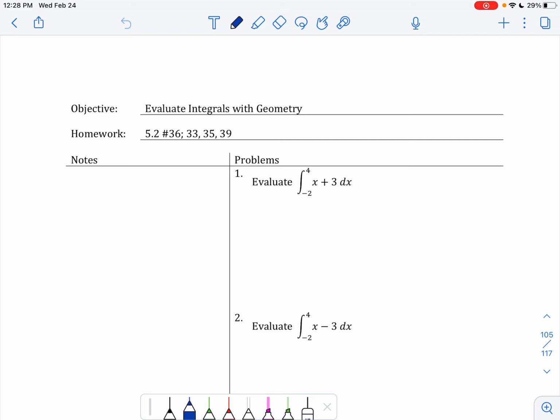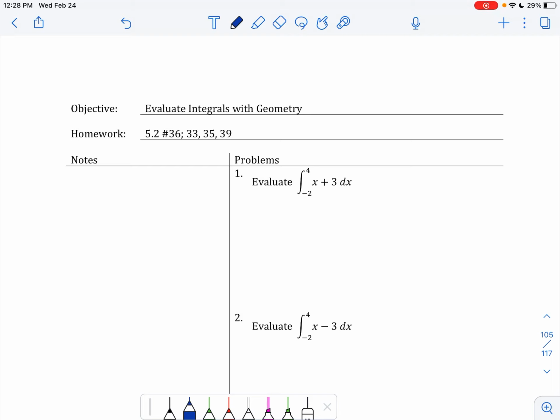We're going to keep talking about integrals, and today we're going to talk about finding integrals using geometry. You'll notice here it doesn't say estimate, it says evaluate, and that's because we're going to talk about some of the strategies we have to find exact values for integrals. So get yourself ready for notes, and we're going to get started.